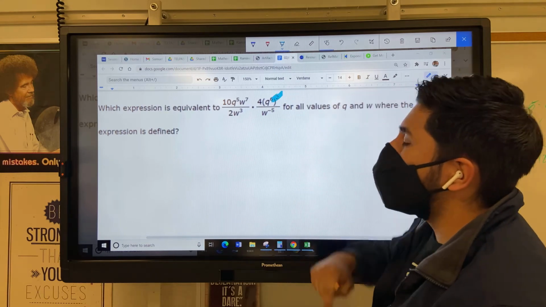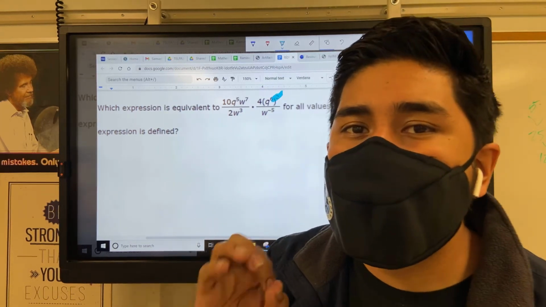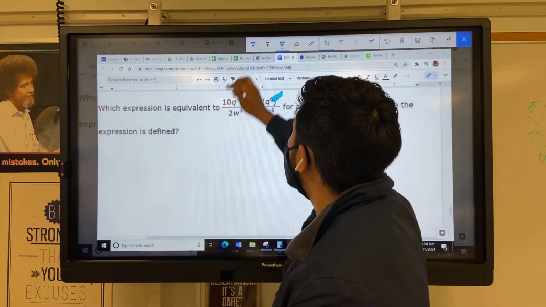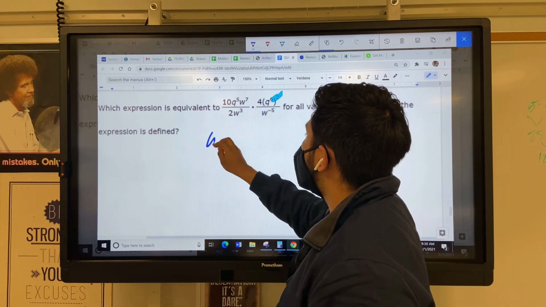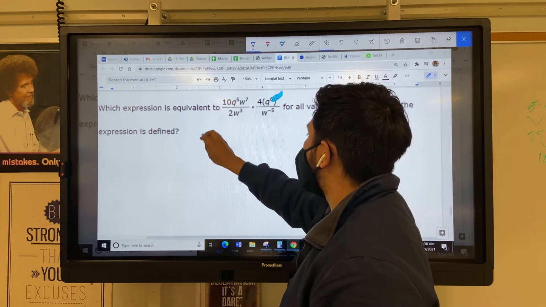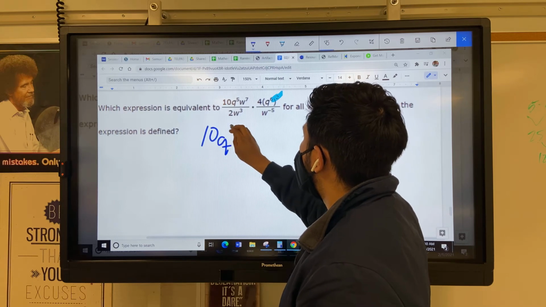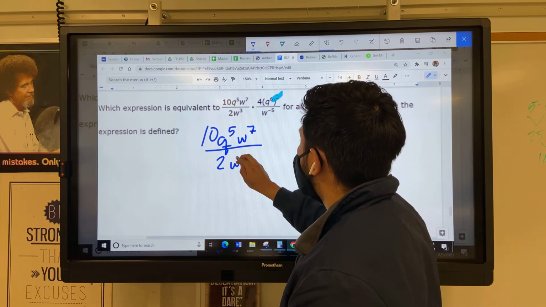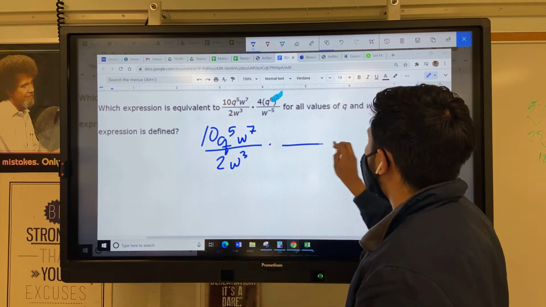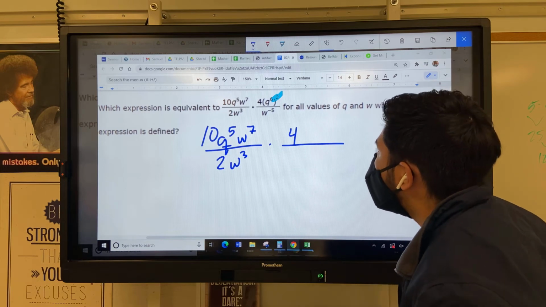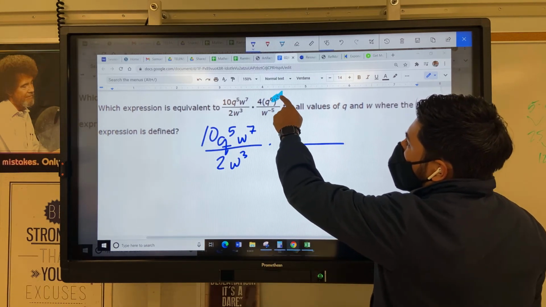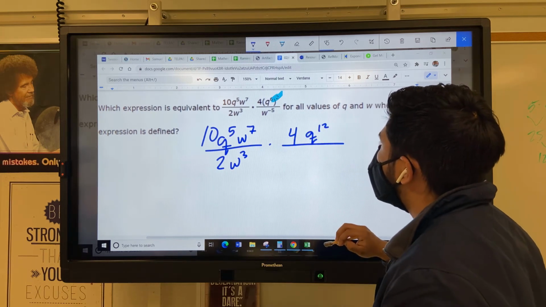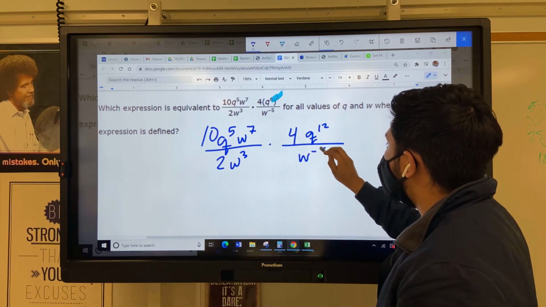What do I do when I see 2 exponents on top of each other like that? That is the power rule. Make sure you know that that means I need to multiply. So I'm going to write the whole thing real quick. Let me write it nice and neat. 10 Q 5 W7 over 2 W3 times 4 stays there. Remember, we're multiplying the 6 and the 2. 6 times 2 is 12, so that's Q to the 12, and then W negative 5.